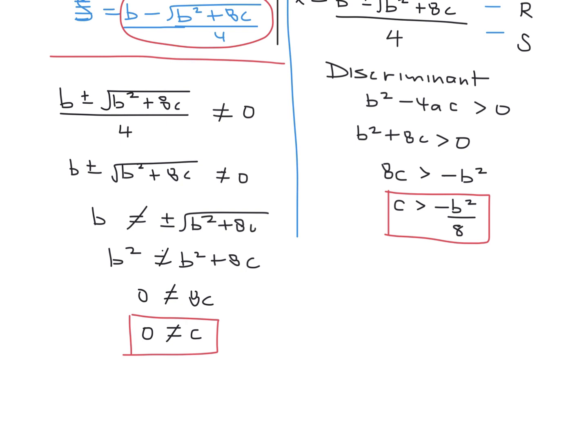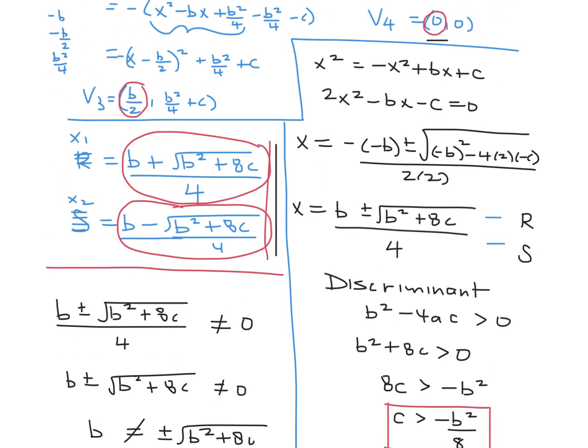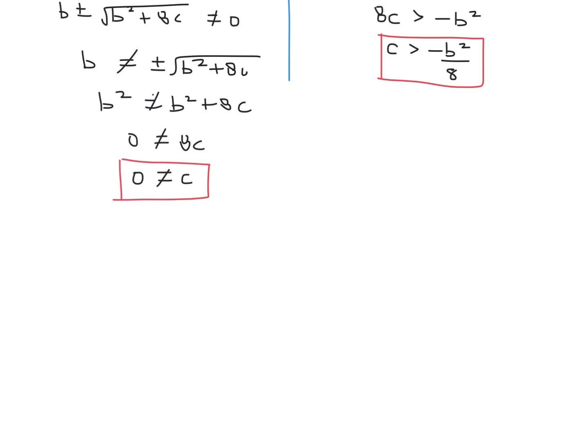Is there anything else I'm supposed to do here? I think that's it. And then, oh yeah, you have to compare the other ones. You have to make sure that this doesn't equal this. I'll let you guys do that. You come up with the same result, actually. And also that this doesn't equal that. So you guys can do that. And you come up with the same conditions, that c has to be greater than minus b squared over 8, and c cannot be 0. And if that is the case, then V3, V4, R, and S are distinct.